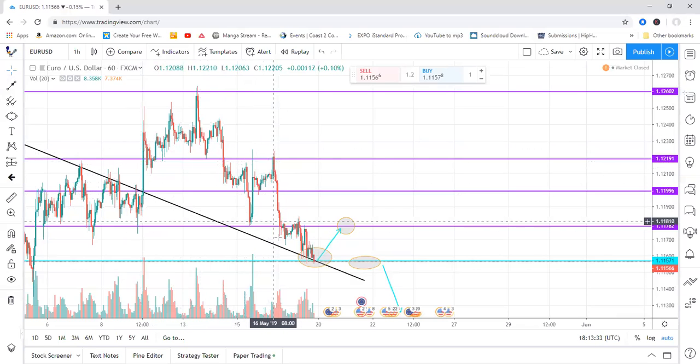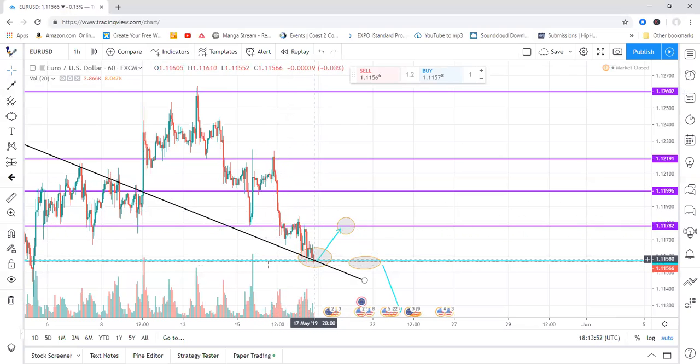Then goes back down, and look at this. It goes back down underneath this price reversal area, right underneath this line. It builds up in consolidation. It does not go anywhere further up. It must go down.